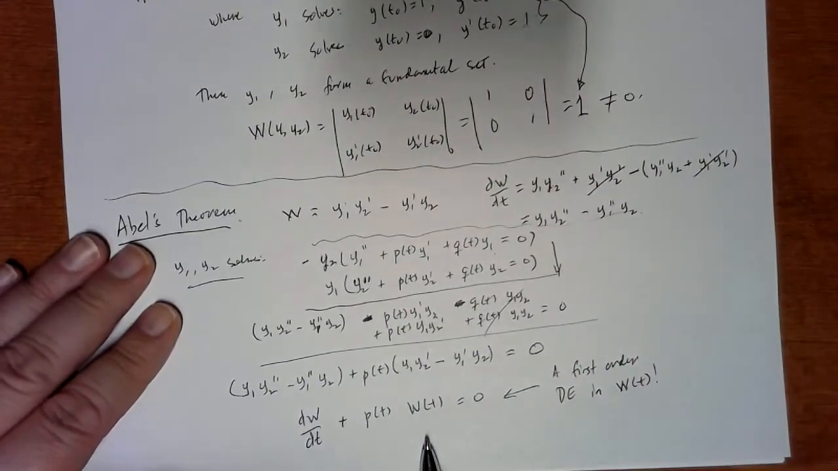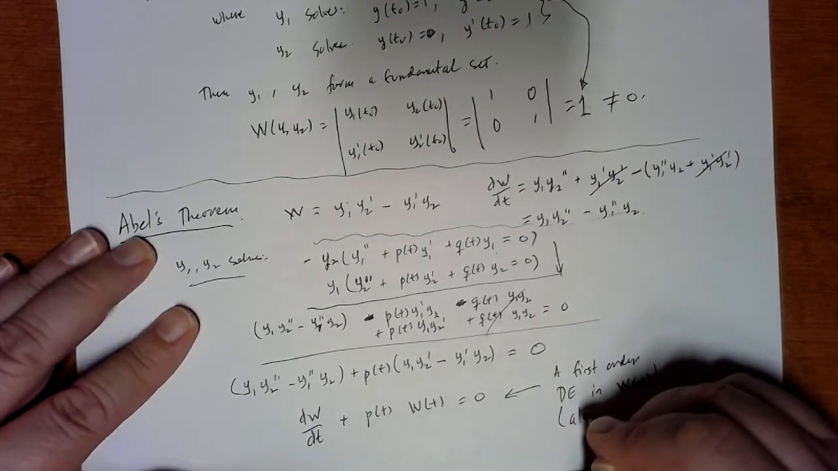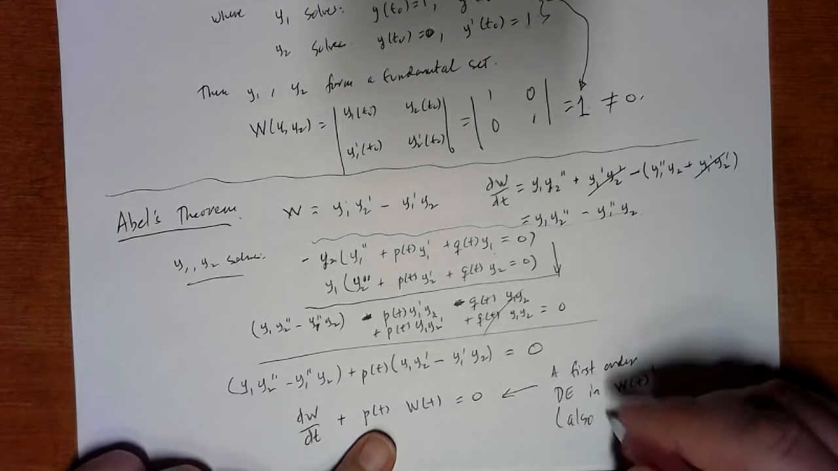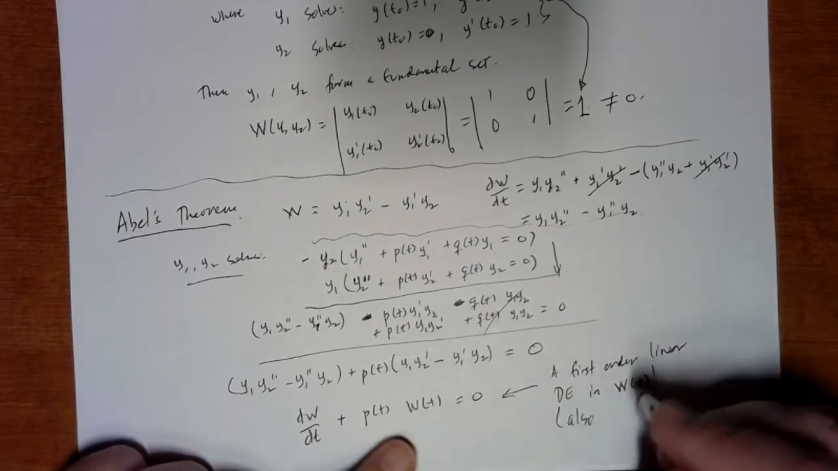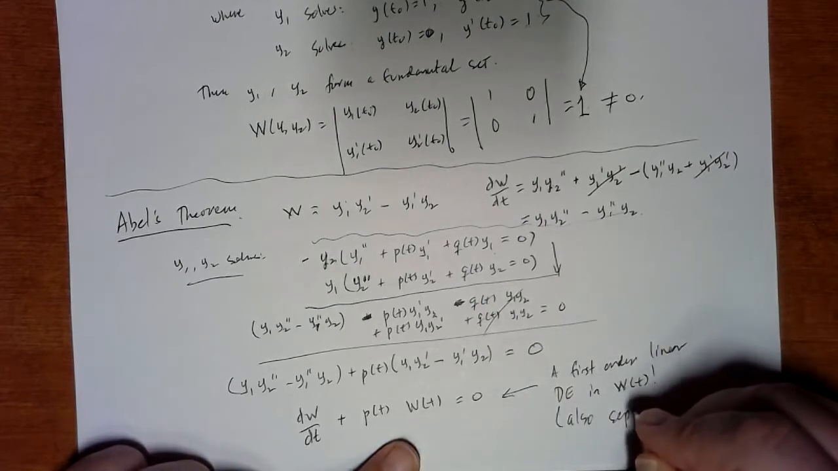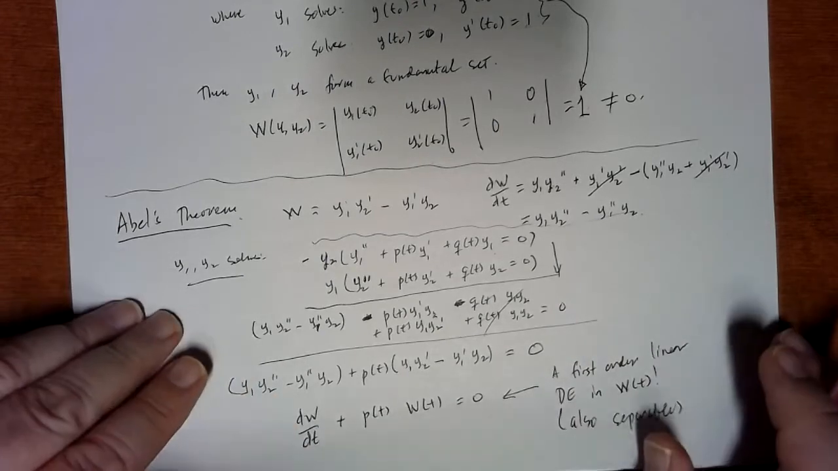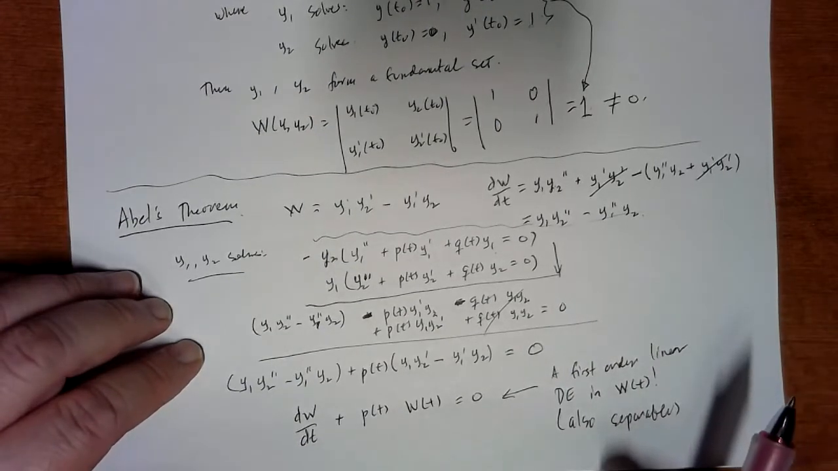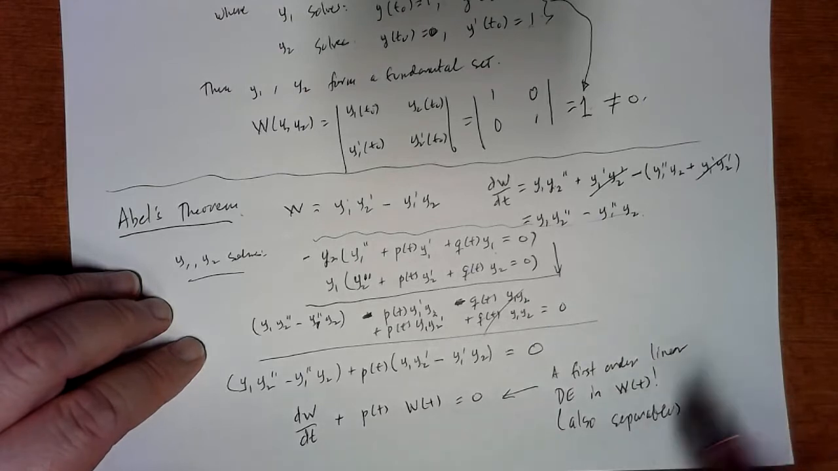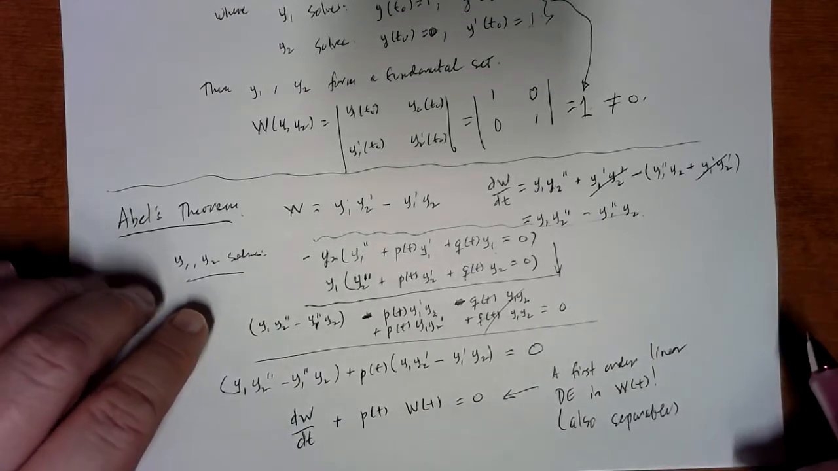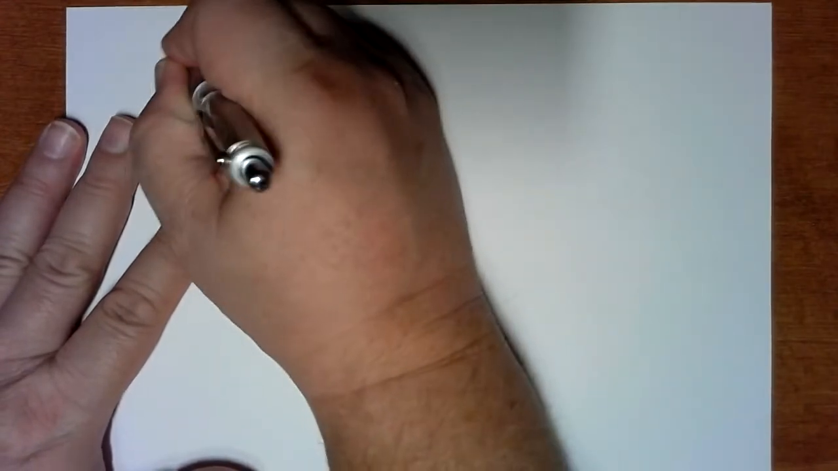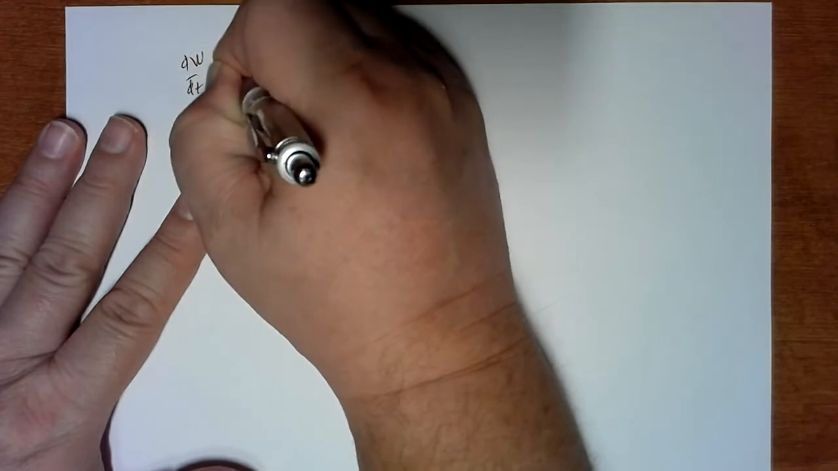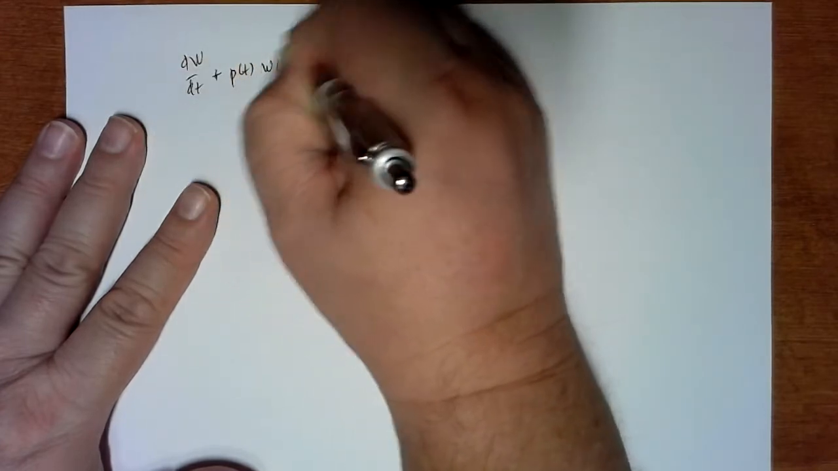Well, you could solve it. I should say it's also, what is that called? Not only is it first order linear, it's also separable, right? So can we solve that differential equation? I think we can. In fact, let me write down the differential equation again. We were working with dw dt plus p of t times w of t equals 0.